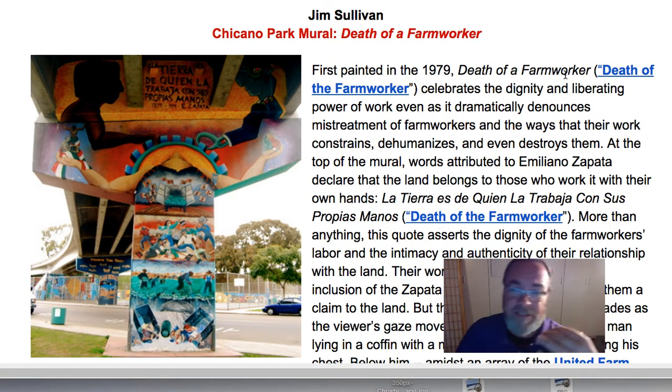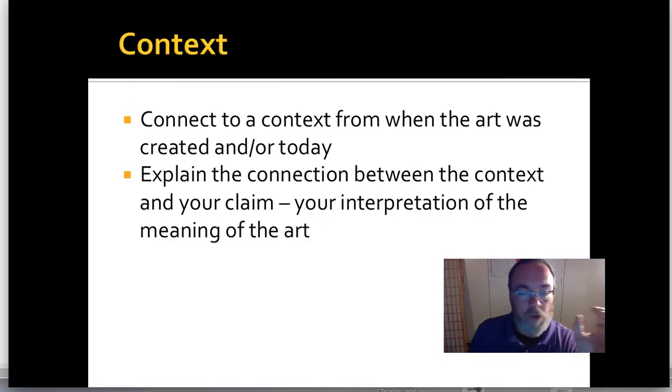As we present each detail or each related cluster of details, we want to interpret that cluster, explain to our reader how that supports our claim. So once we've made our claim and backed it up with details and interpretation of those details, now we can move into context.